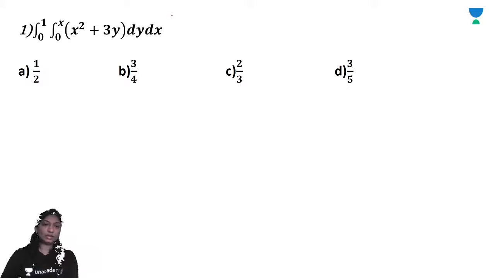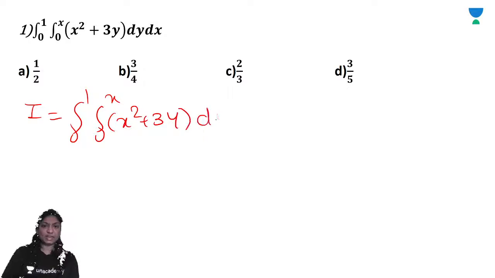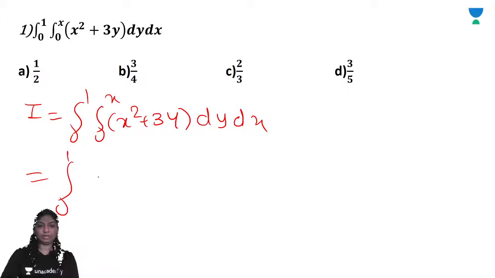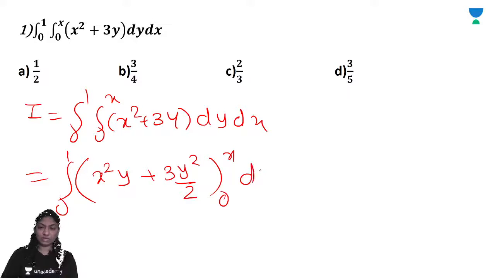First integrate with respect to y, because these are the limits of y. Y is varying from 0 to x. So let I be the given integral from 0 to 1, integral from 0 to x of x square plus 3y dy dx. Now integrate with respect to y. x square is constant, so integral of 1 dy is y, plus 3 into y square by 2, from 0 to x, dx.